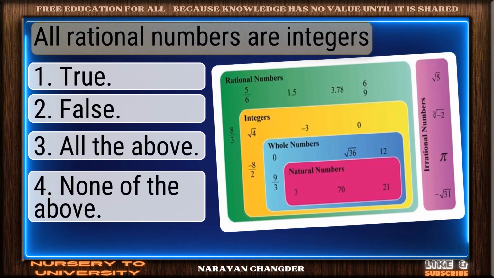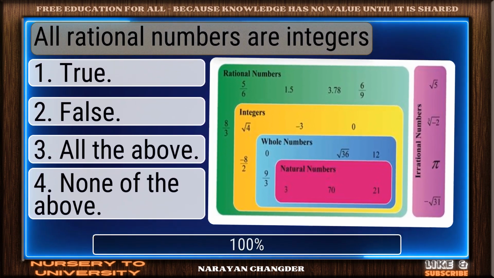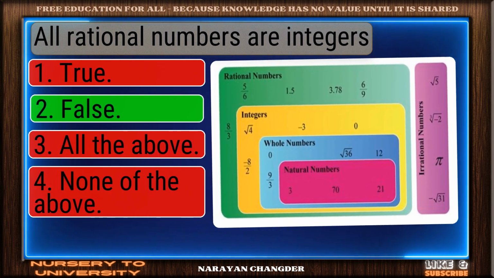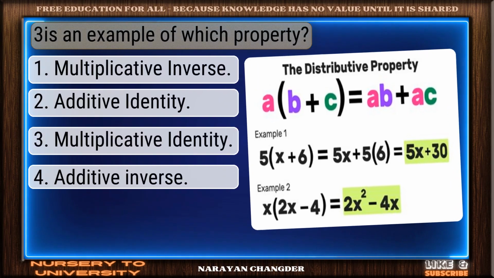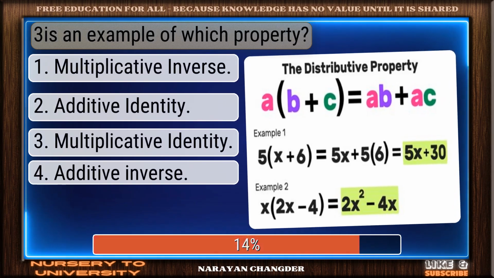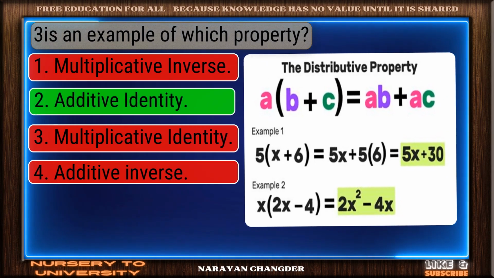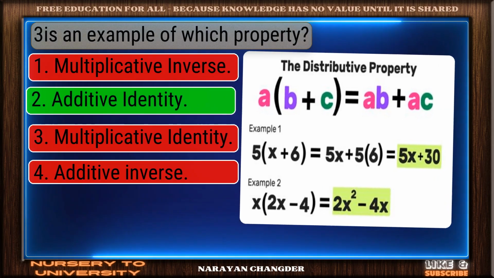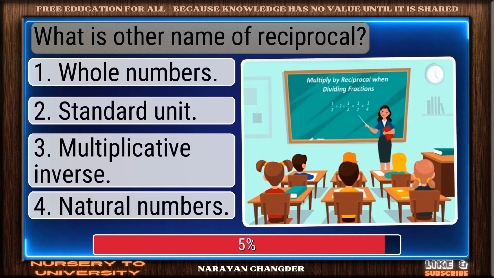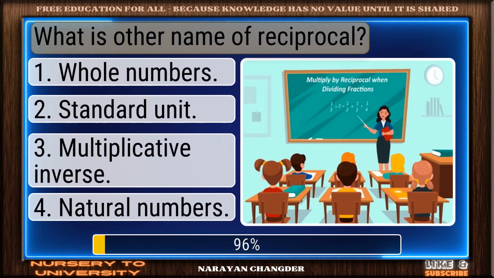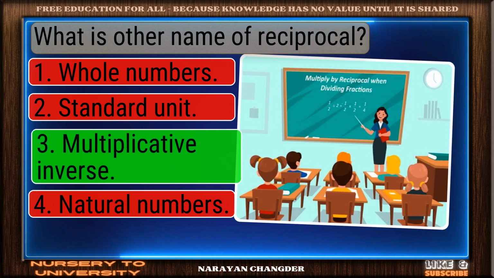Question number 100. All rational numbers are integers. Smart pick. False is the correct choice. Question number 101. 3 is an example of which property? On track. Additive identity is the correct answer. Question number 102. What is other name of reciprocal? Strong choice. Multiplicative inverse is the right answer.